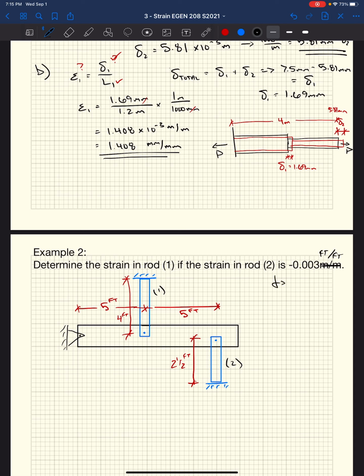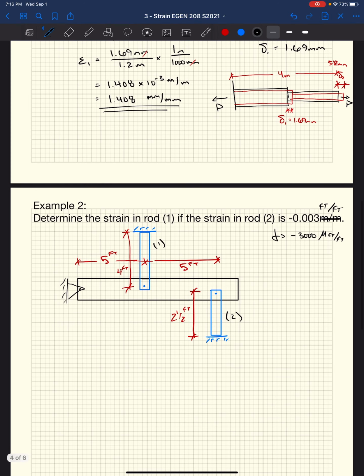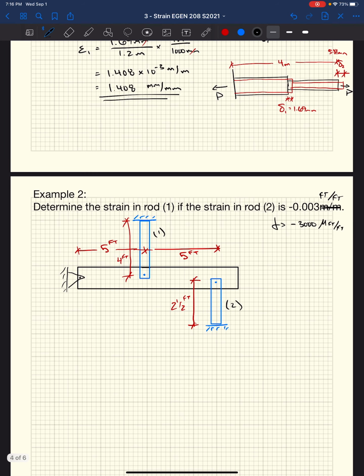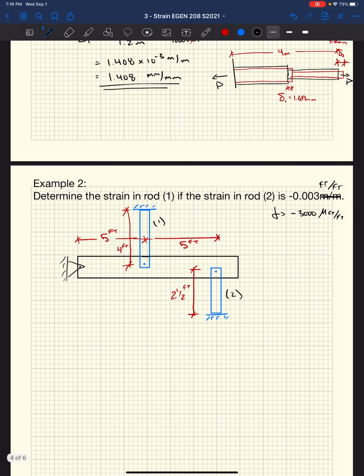This would be the same as saying negative 3,000 microfeet per foot, essentially multiplying by 1 times 10 to the 6th. So as we look at this, determine the strain in rod 1 if the strain in rod 2 is given. We're going to have to make an assumption here.